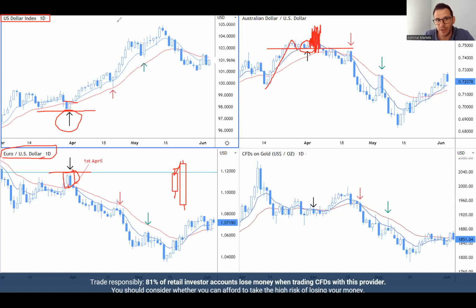Okay, that's one of my favorite trading setups, and I trade these setups a lot. You will see it also during the live trading sessions.